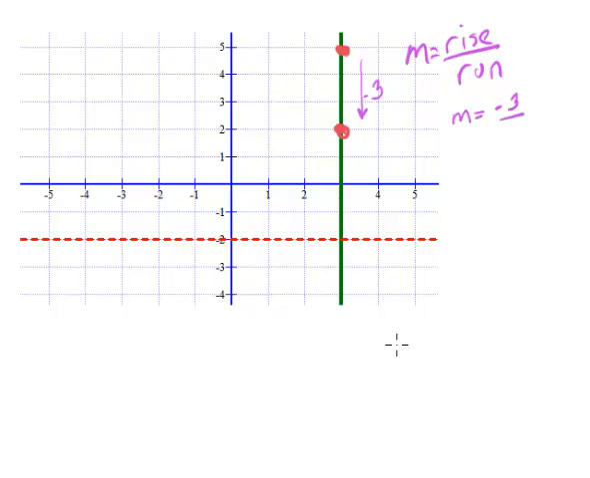Now, what is my run? It doesn't change at all. So when I say anything divided by 0, this answer is not 0. This is where you get that the slope is undefined. You cannot divide by 0. So this green line right here has an undefined slope.